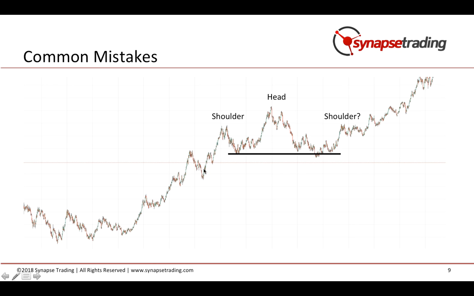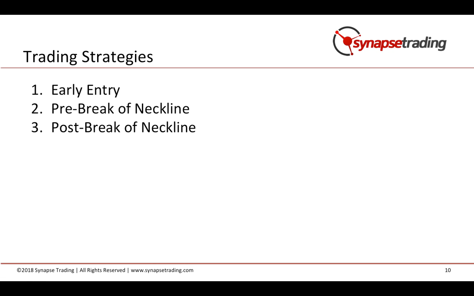You can see that there is a shoulder, there's a head, but the shoulder doesn't form. That's because this whole pattern is too small compared to this trend. If the pattern was a bit bigger, the chance of it succeeding would be much higher. Okay, so remember, you need a big enough pattern to reverse the trend, and also it's best if you wait for more confirmation. Okay, so what are the trading strategies that you can use to trade this pattern?